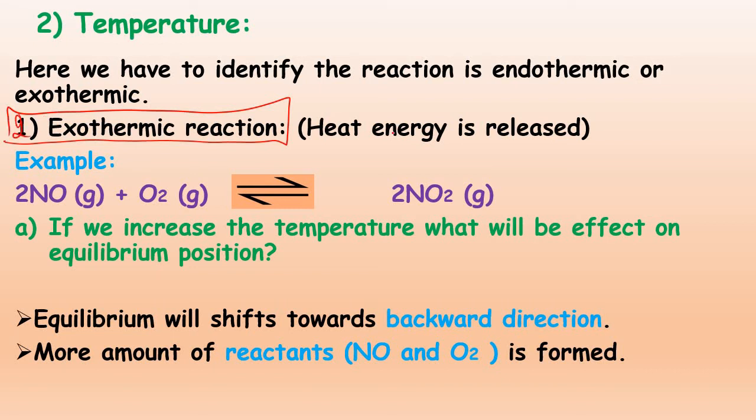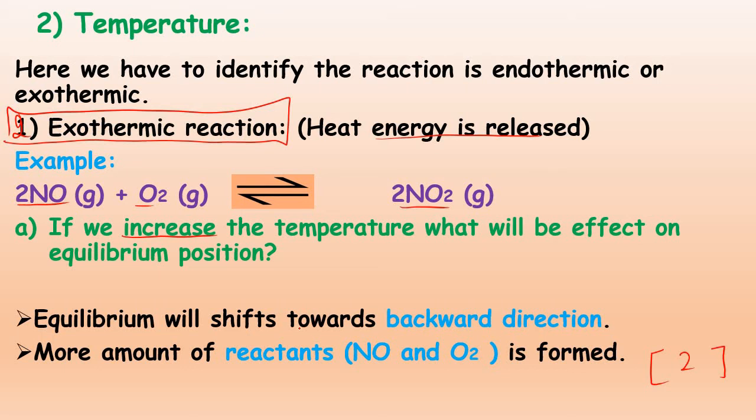In an exothermic reaction, you know that heat energy is released to the surroundings. An example is nitrogen monoxide reacting with oxygen to produce nitrogen dioxide. So this is an example of an exothermic reaction, and there will be two possibilities. One: if we increase the temperature, what will be the effect on the equilibrium position? As I have told you earlier, you have to write two ideas and there will be 2 marks.